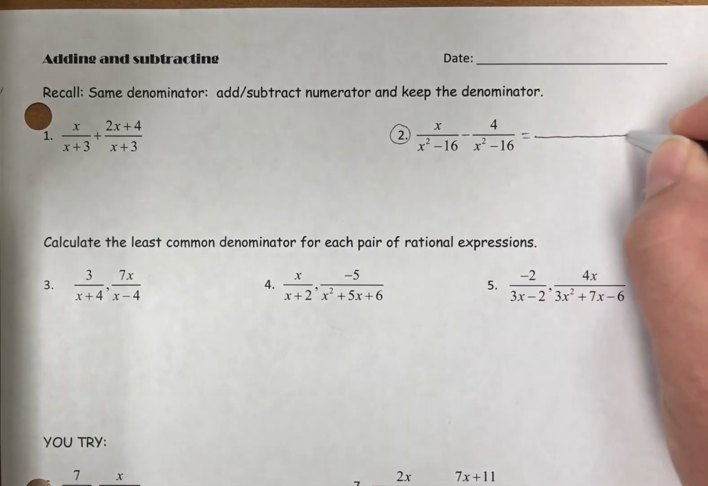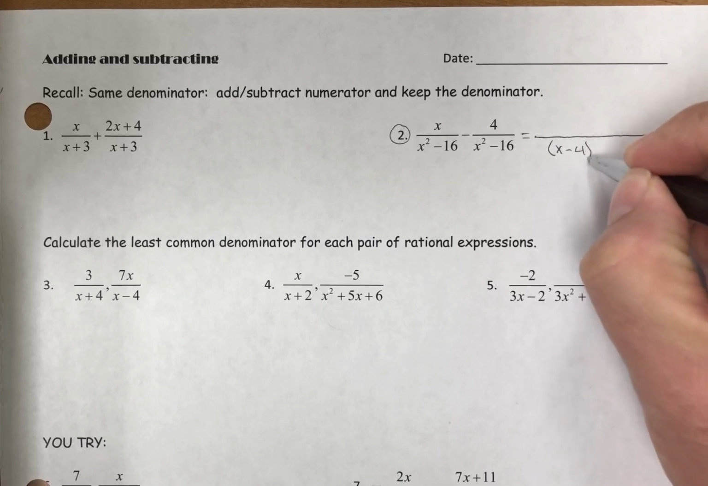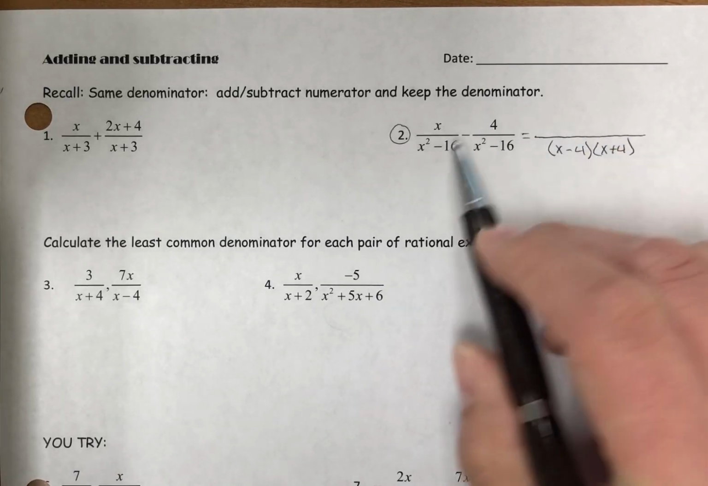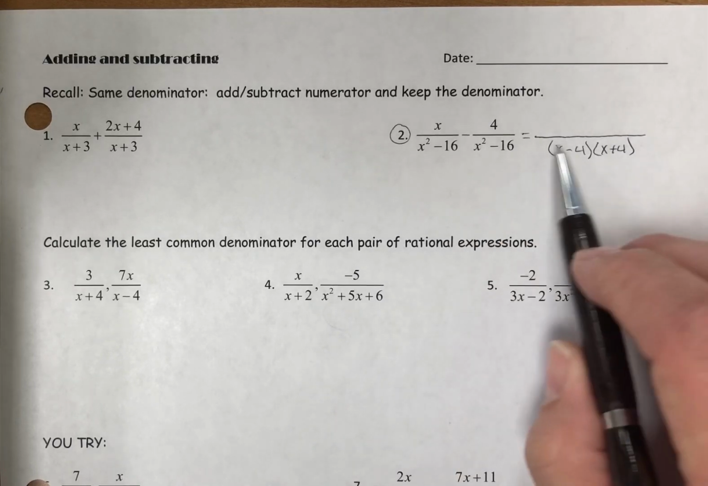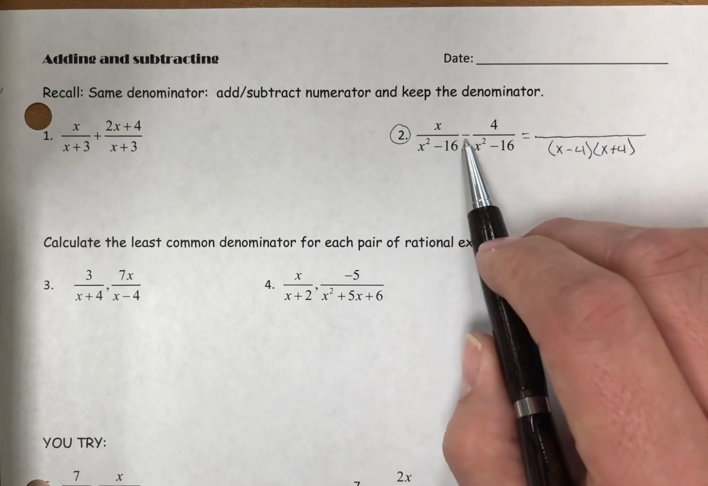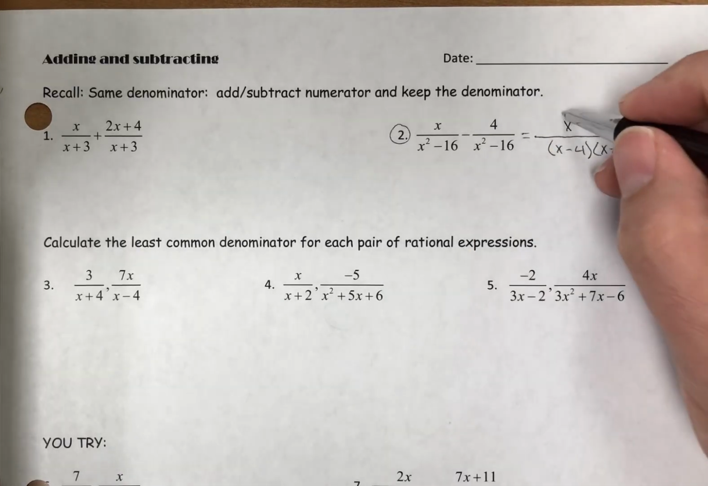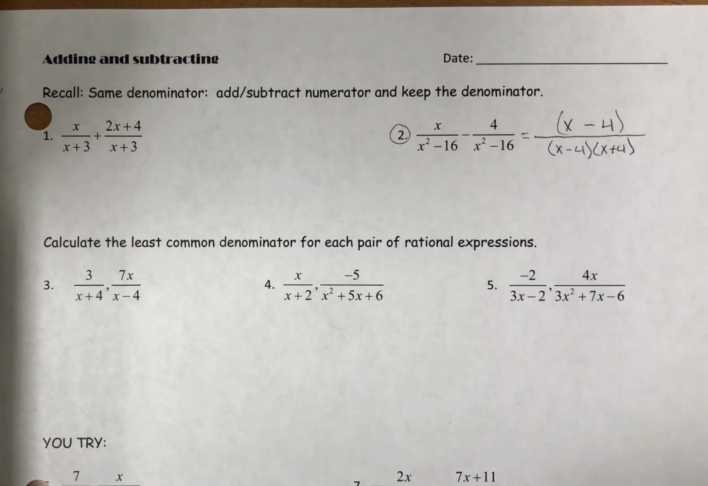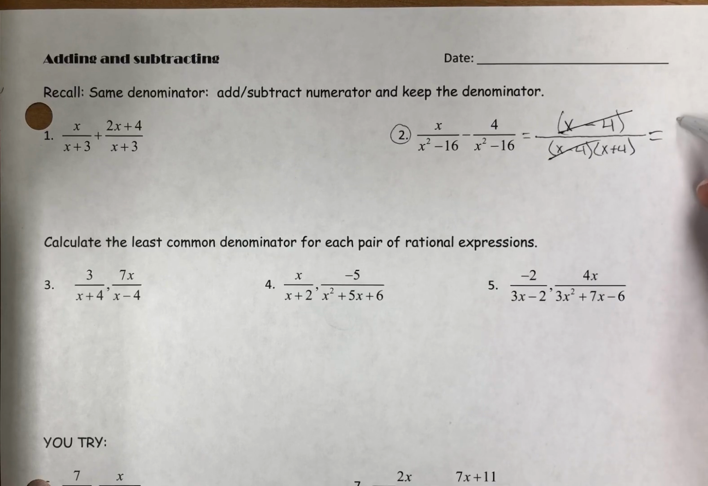So I'm going to write as one fraction. I'm going to go ahead and factor this. This becomes x minus 4 times x plus 4 because this is the difference of two perfect squares. So they're both common. This is what they factor to. I write it once. And then I simply do x minus 4, because of that minus. And then this is where we bring in what we learned in simplifying expressions. We can simplify the x minus 4, and that leaves us with the final answer of 1 over x plus 4.